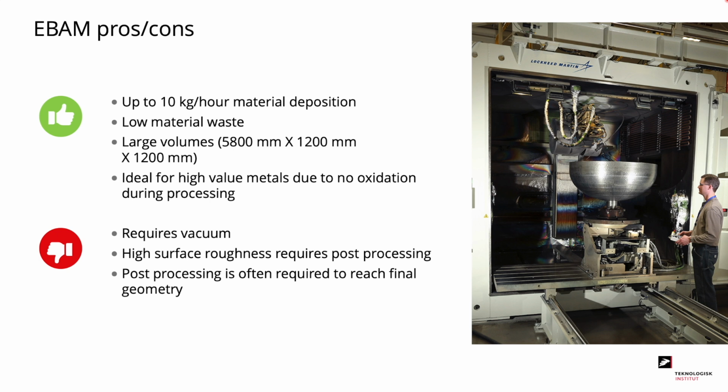Now we'll have a look at the pros and cons of the EBAM process. One of the benefits is that we can deposit up to 10 kilos an hour. We have low material waste, and we can build very large parts. It is ideal for high-value metals due to no oxidation during processing. Some of the downsides of the EBAM process are that it requires vacuum. You will have a high surface roughness of the as-built parts, which will require post-processing, and in general, post-processing is required to reach the final geometry.